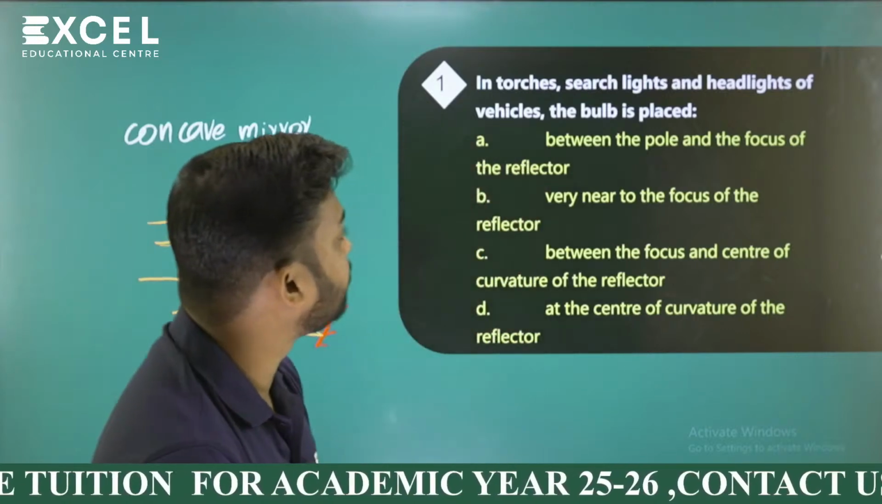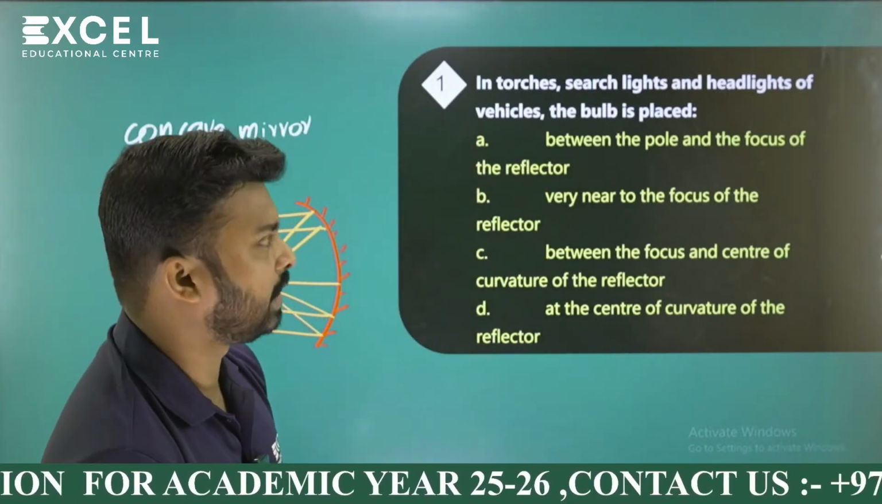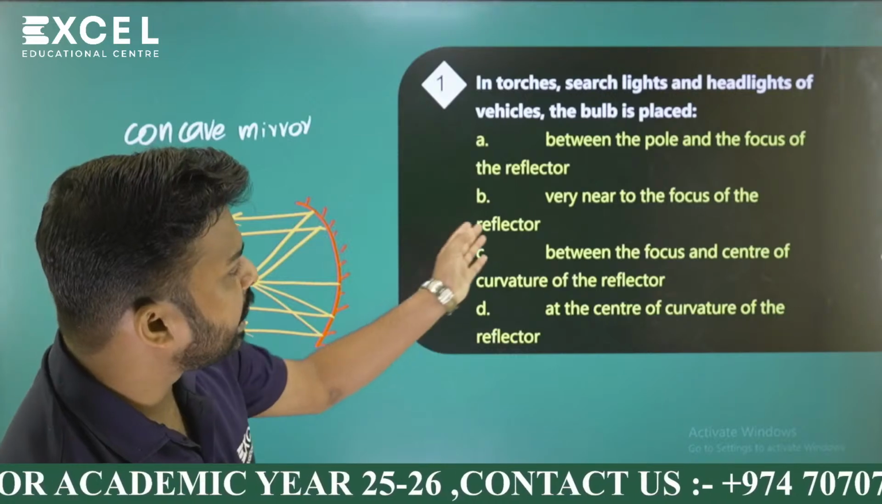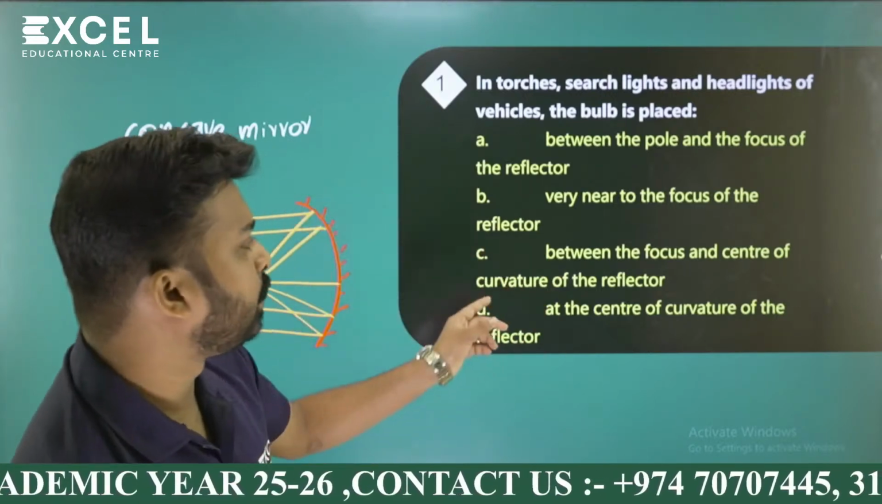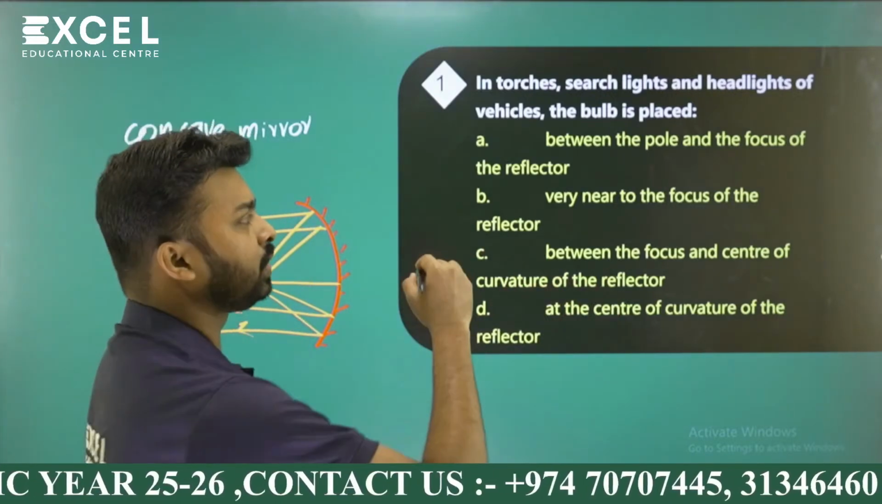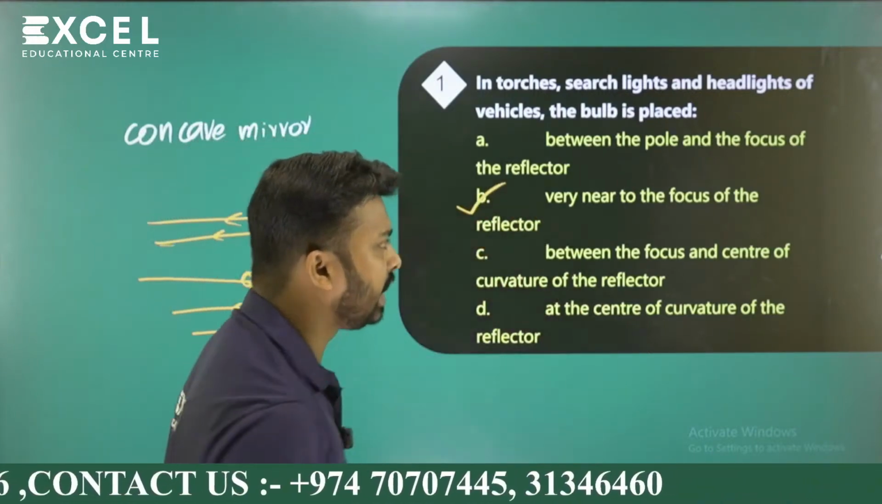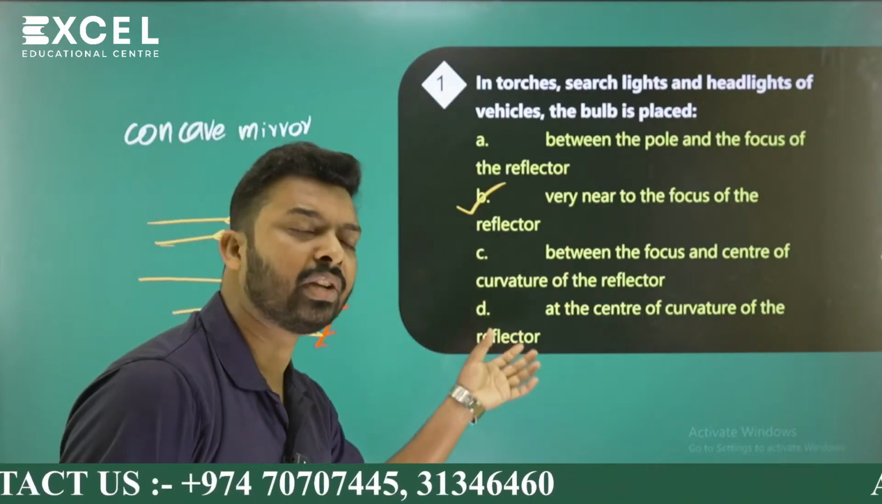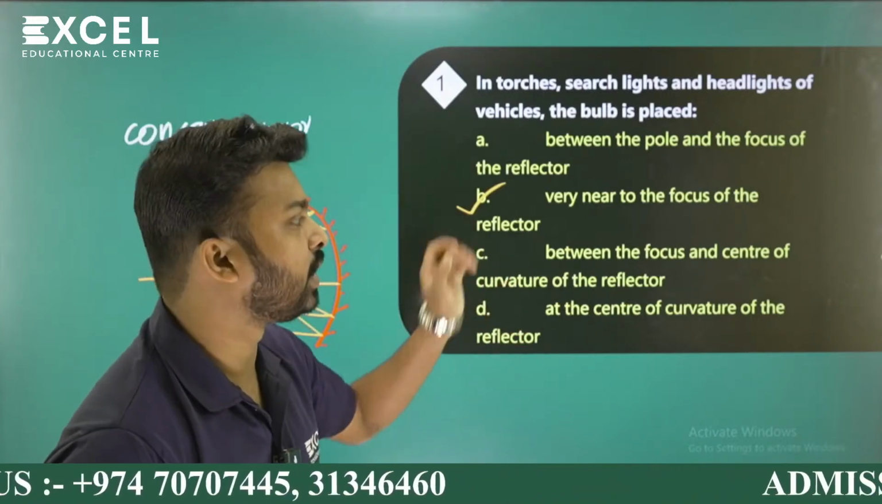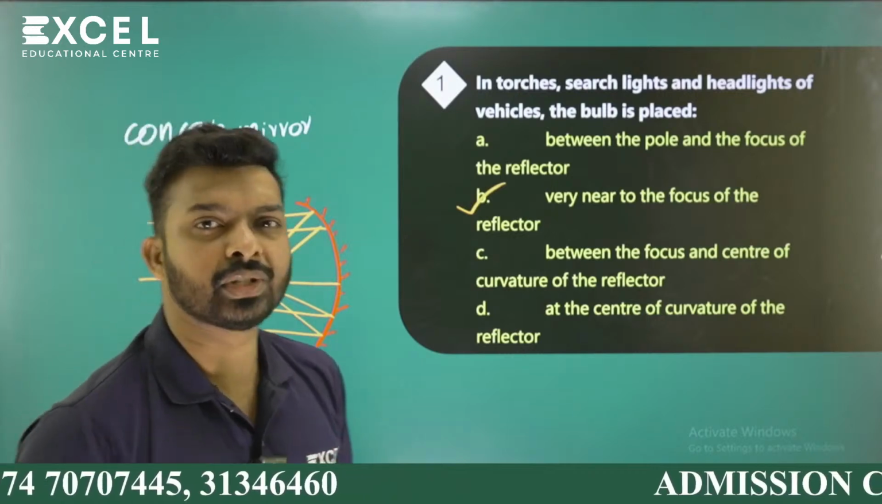So what are the options here? Between the pole and the focus of the reflector, no. Very near to the focus of the reflector, yes. So the answer is B, very near to the focus. If you have an option like at the focus, you can go for that as well. So this is the first question.